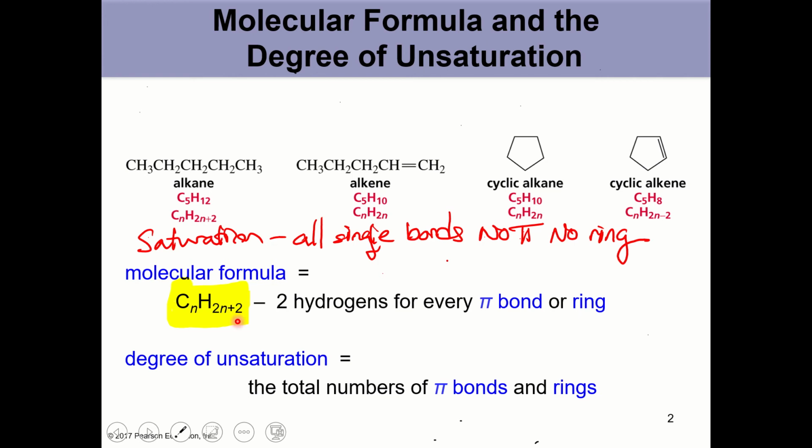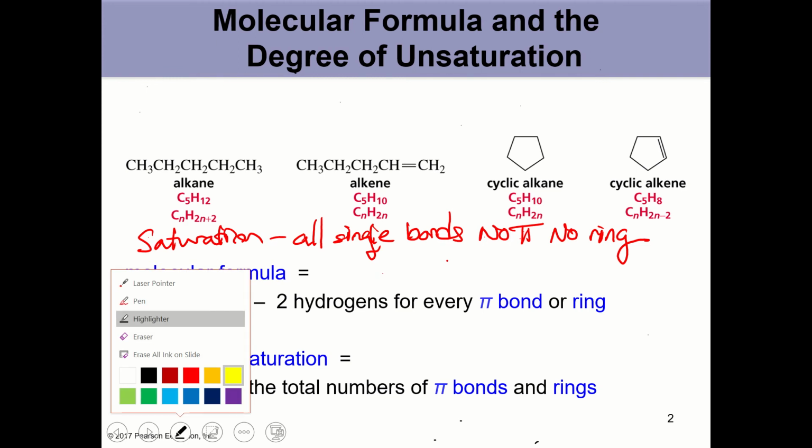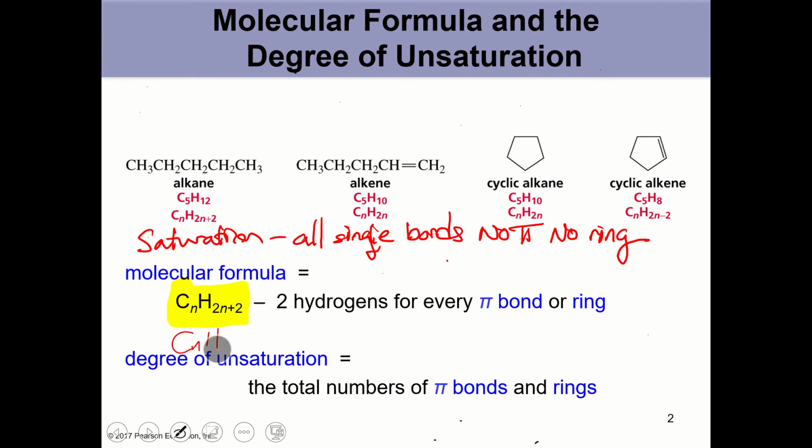We could rewrite the molecular formula as CnH2n plus 2 minus 2 times the degree of unsaturation, because you're going to subtract 2 hydrogens for every pi bond or ring. If we multiply by the number of pi bonds or rings, we say 2 times the number of pi bonds or rings, that will equal the correct number of hydrogens.